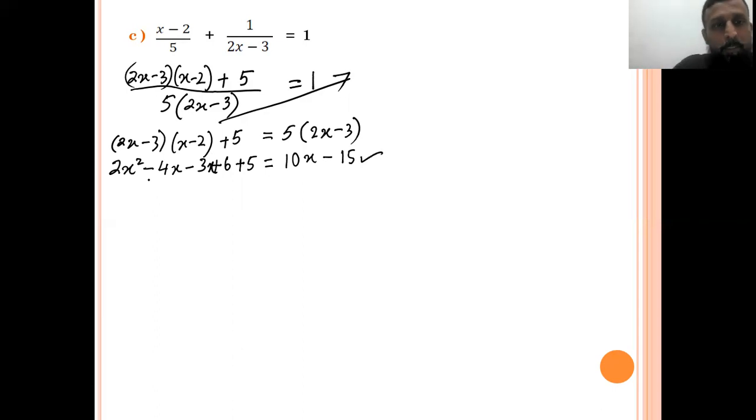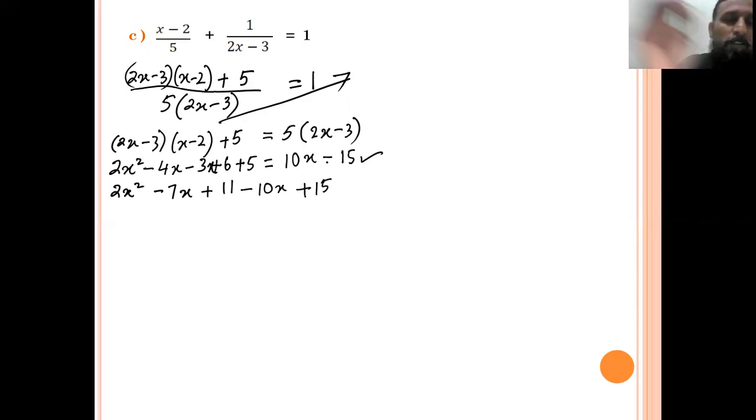So now let's simplify this more. 2x squared, negative 4x, and negative 3x makes negative 7x. 6 plus 5 makes 11. Bring this 10x on this side makes minus 10x. Bring this negative 5 also on this side makes positive. Bring this negative 15 also on this side makes positive 15 equals to 0.